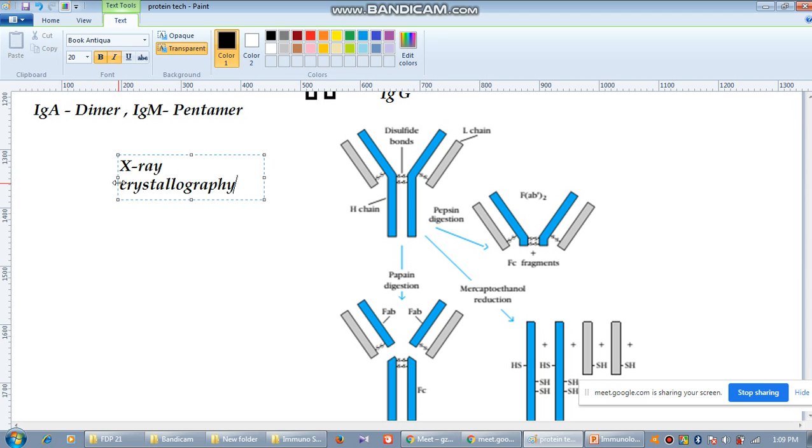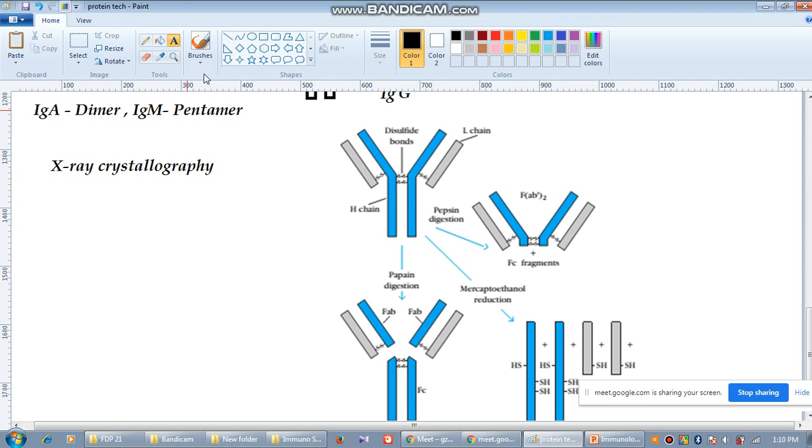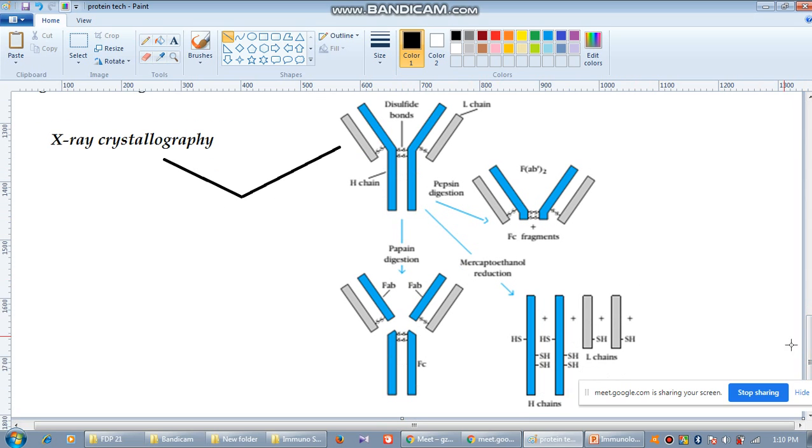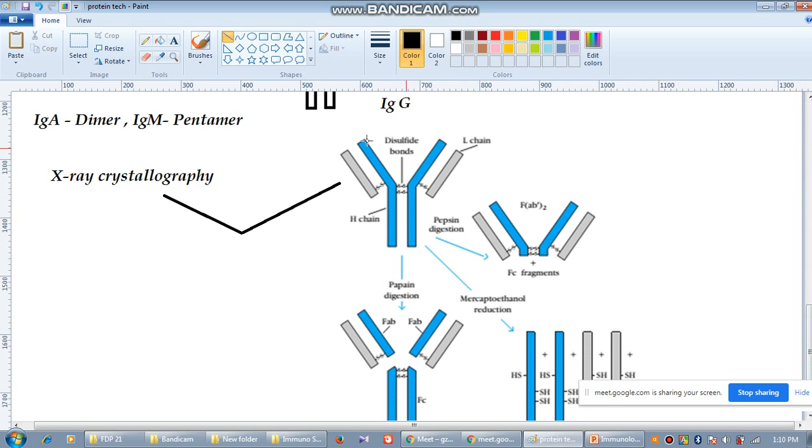In X-ray crystallography, we can take a picture of a protein. Okay, after developing this method we came to know that this is the correct structure of antibody. But before that, how would we have studied the structure of the antibody? For doing that, people have done this experiment. Now this is your complete structure of the globulin.